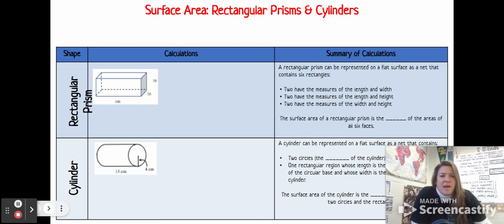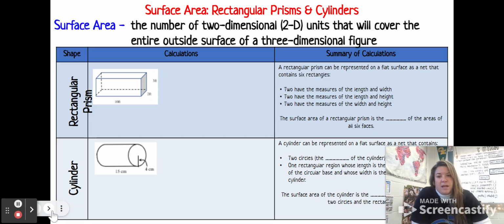So find page, this should be maybe 22 in your notebooks. And we're going to look at surface area formulas for rectangular prism and cylinder. So surface area is the number of two-dimensional units that will cover the entire outside surface of a 3D figure.